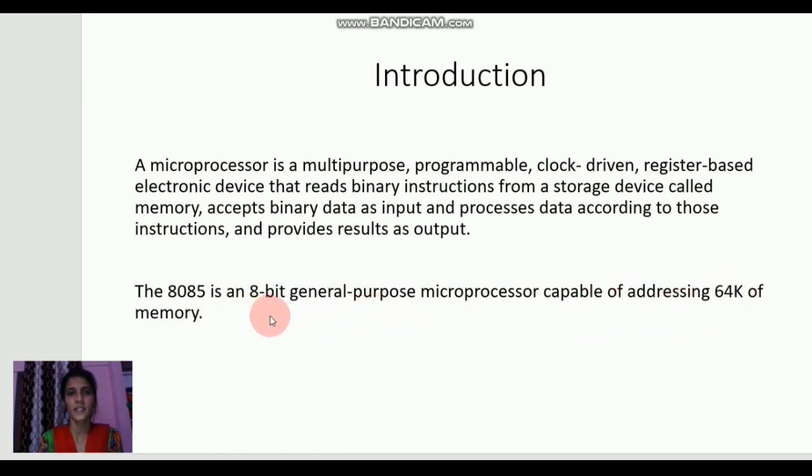By calling it 8-bit, we mean that the arithmetic logic unit of the processor can process and operate on 8-bit data at a time. To handle bigger data, it could be programmed accordingly. By saying 64K memory, we mean it could be interfaced with external memory up to 64K, or 2 to the power 16 bytes.